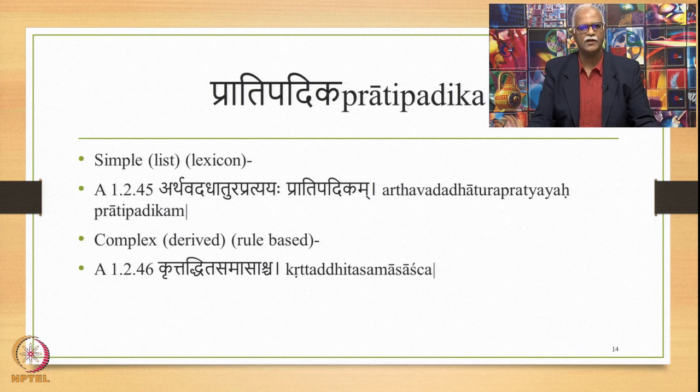If we look at the Pratipadika, once again we can have two types of Pratipadikas. One is a simple Pratipadika which is provided to us by a list or a lexicon, and a complex Pratipadika, a derived or rule based Pratipadika. The simple Pratipadika is defined by the sutra 1.2.45 Arthavad adhatur apratyayah pratipadikam, and the complex is defined by 1.2.46 Krttaddhita samasas ca.